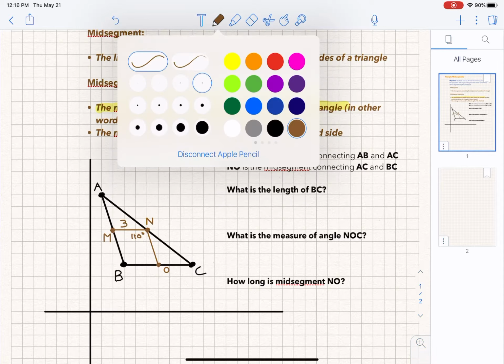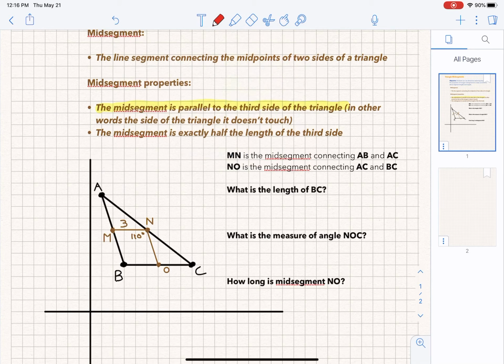Okay, so I can choose this color here. We have a triangle that I've given you. We have midsegment MN, midsegment NO. And I want to start out with this question. What is the length of segment BC? I don't have a little segment symbol, so we'll put the segment symbol on top of BC. Here's BC.